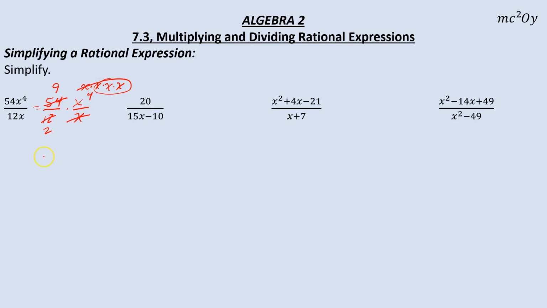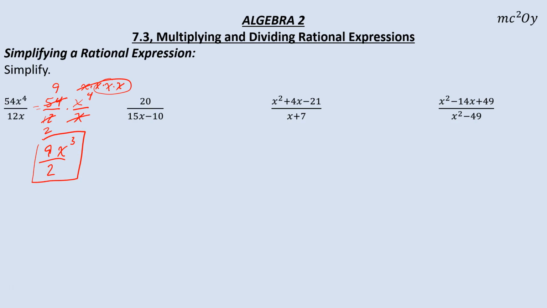So really, when I'm doing that, I end up with 9 over 2, and on top I have x to the 3rd still. I have 3 more x's up here than I did on bottom. So I'm going to have x to the 3rd.